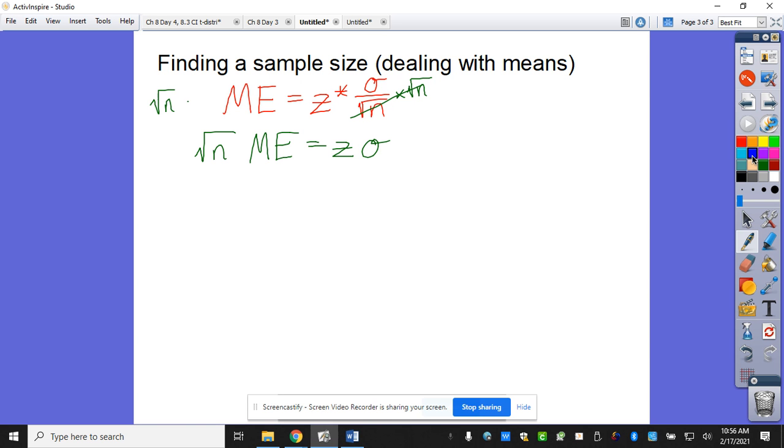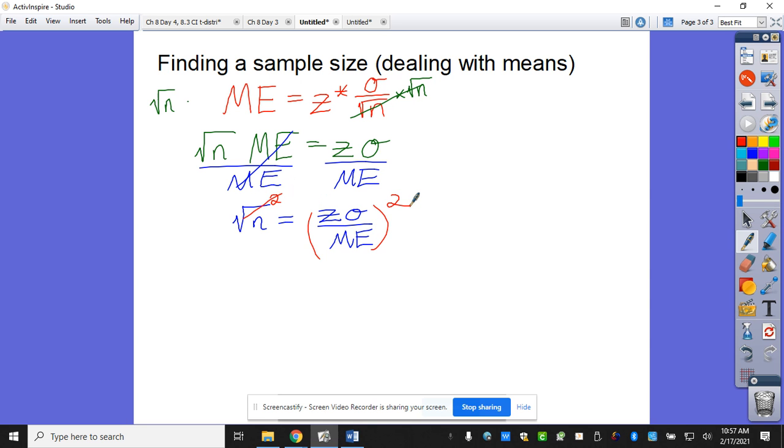Divided by margin of error. So right now I have square root of N equals Z times sigma divided by margin of error. My last step is just to do what? Square both sides to get rid of that. And now I'd solve the equation this way, but we need to make sure that our sample size is at least big enough. So really our equation is that N has to be what? An inequality.